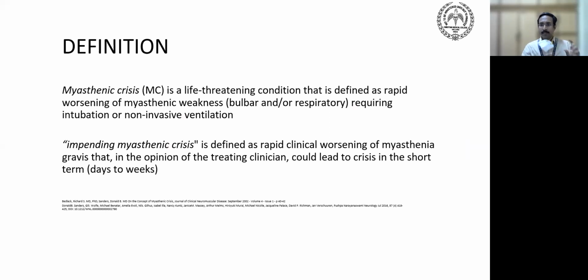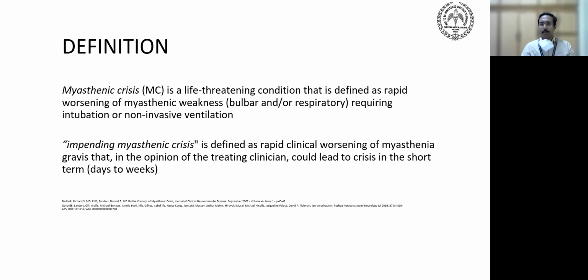If the disease restricts itself to ocular presentation for more than 2 years, we consider it unlikely that they are going into limb weakness. They might remain restricted to the eye. So the ones who have generalized myasthenia gravis are the ones with more possibility of going into myasthenic crisis. So it's a life-threatening condition.